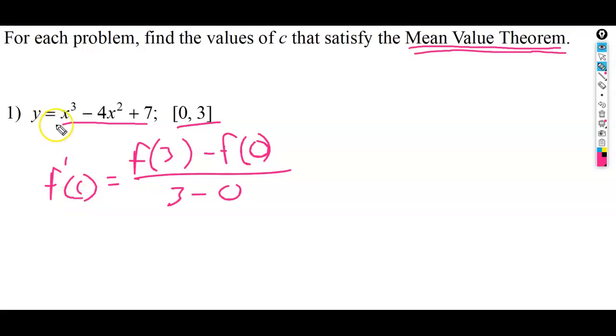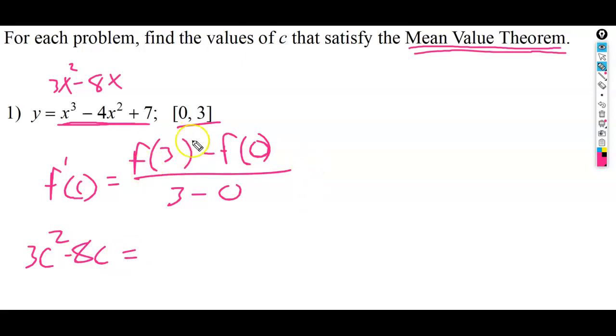So the first thing I'm going to do is take the derivative of this function and plug C into it. So if you took the derivative of it, you're going to get 3x squared minus 8x, and that's that. So plugging C into that, we get 3c squared minus 8.